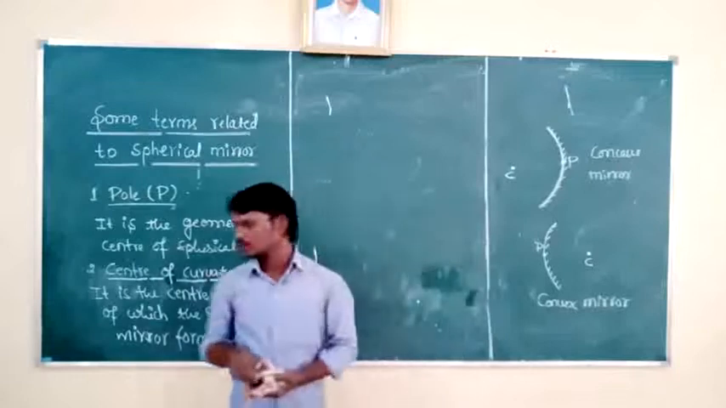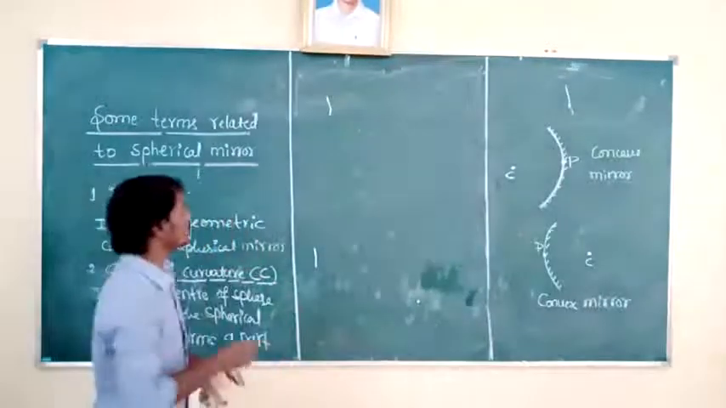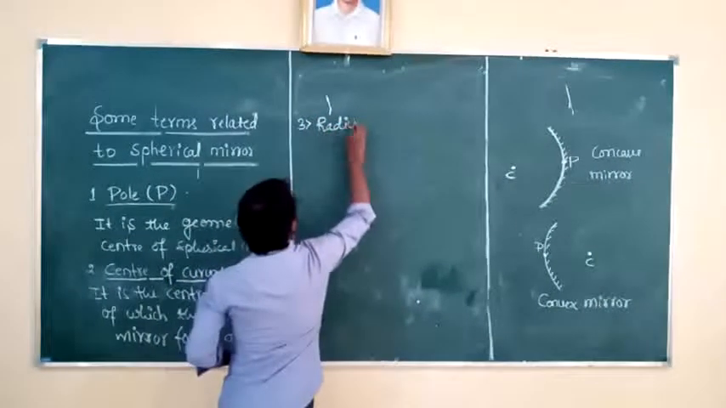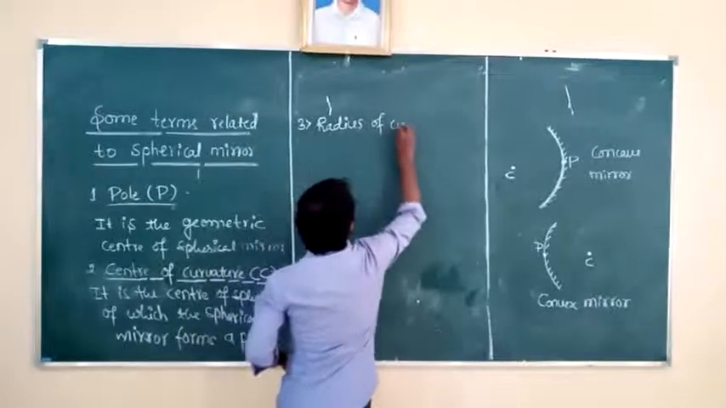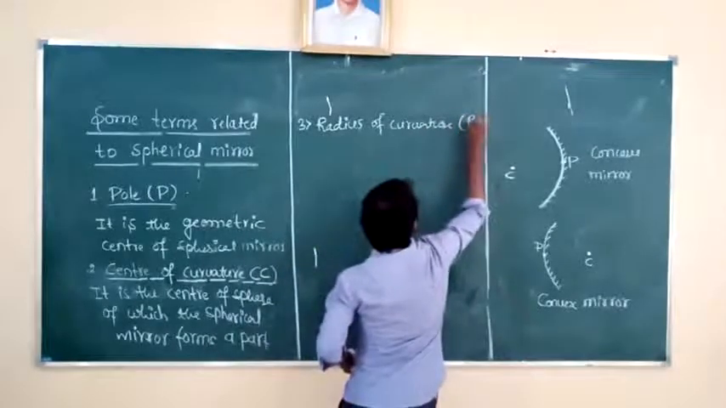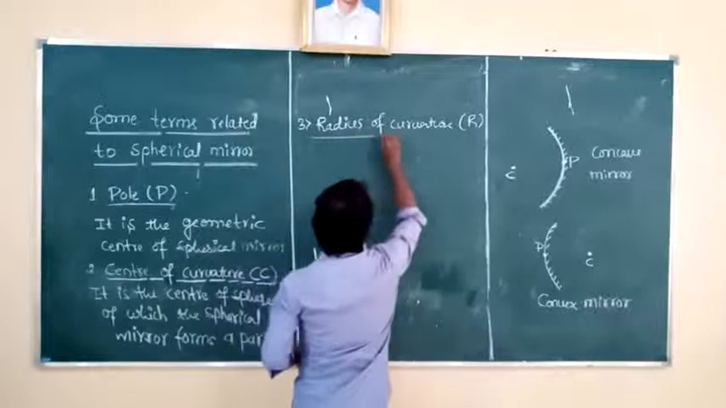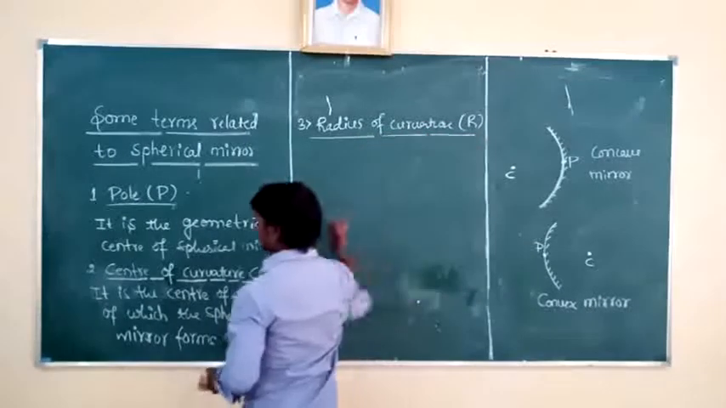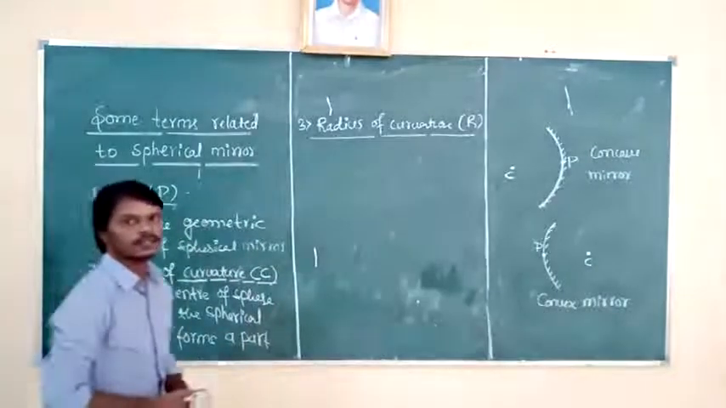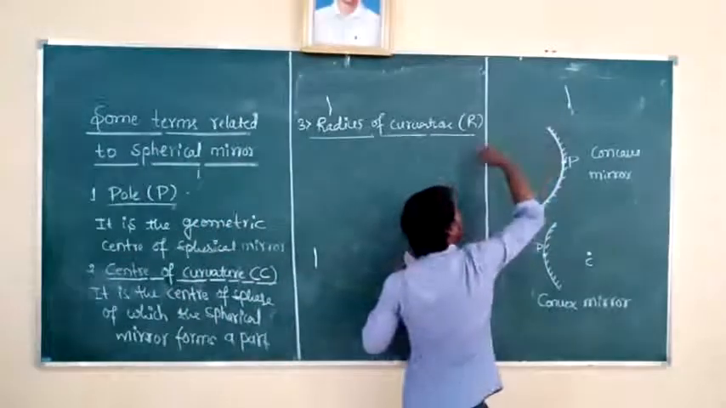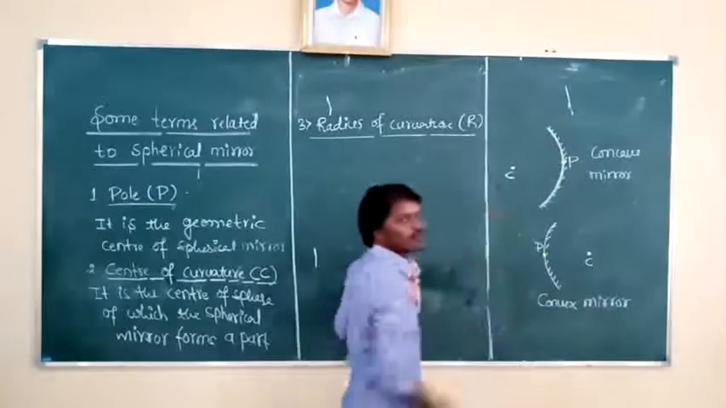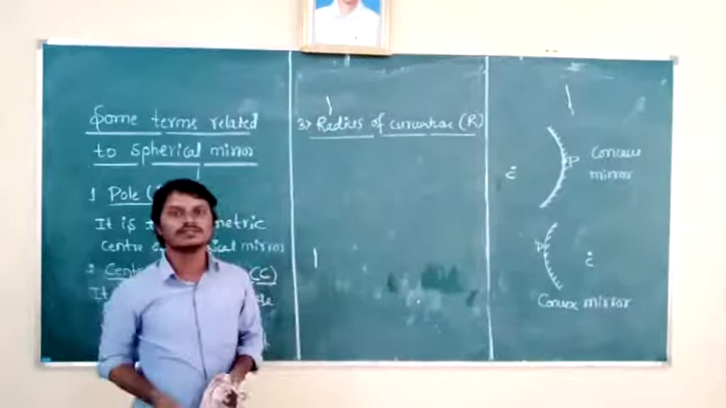Next we are going to discuss radius of curvature. What is radius of curvature here? Radius of curvature is denoted by the capital letter R. Radius of curvature is nothing but the radius of the sphere of which the spherical mirror forms a part. It is called the radius of curvature for the given spherical mirror.